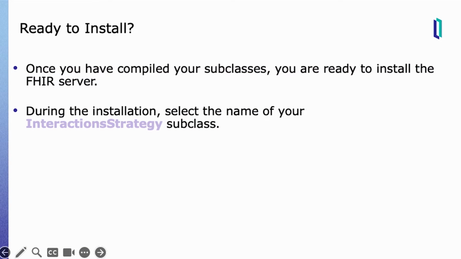Ready to install? I've got the classes already inherited with everything that I needed to do. And all I need to do is go and create a new FHIR endpoint. And when it asks me what's the name of my InteractionStrategy class, I'll need to select my own class, the one I just inherited. Okay? That's the only thing I'll need to do.